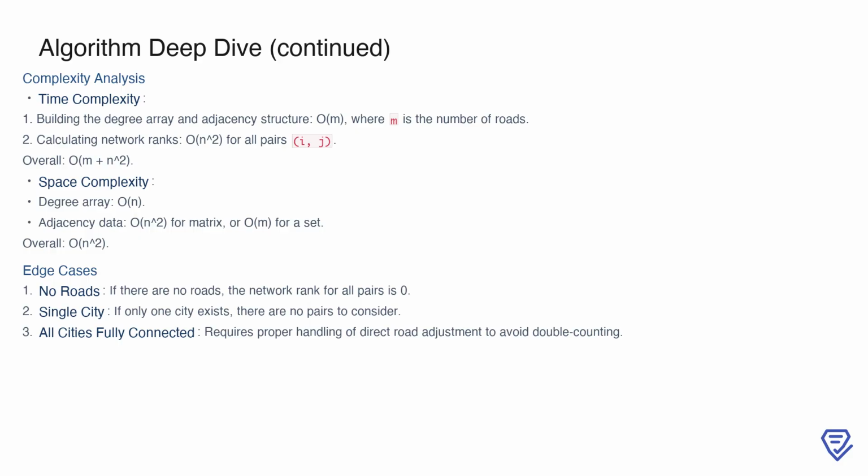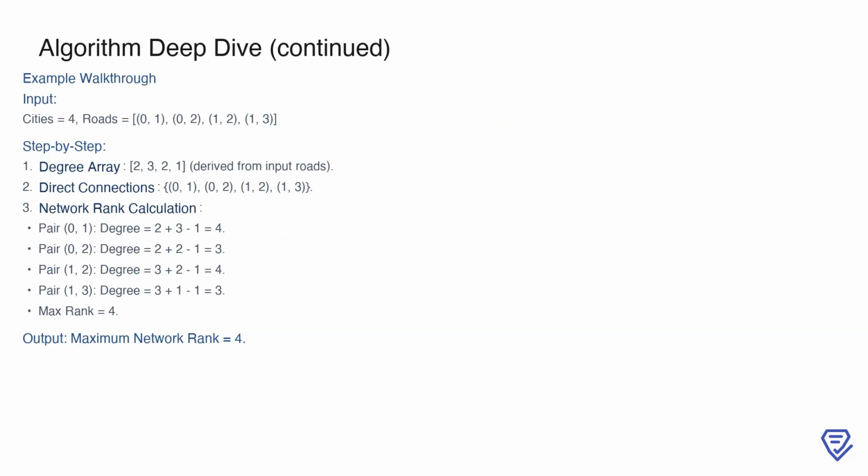Special cases also need to be handled. If there are no roads, every network rank is 0. With a single city, there are no pairs to consider. In cases where all cities are fully connected, the algorithm must ensure direct roads are properly adjusted to avoid overcounting, maintaining correctness. To solidify our understanding, let's walk through an example.